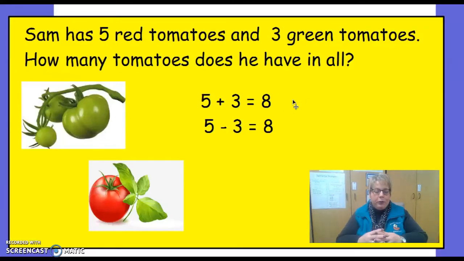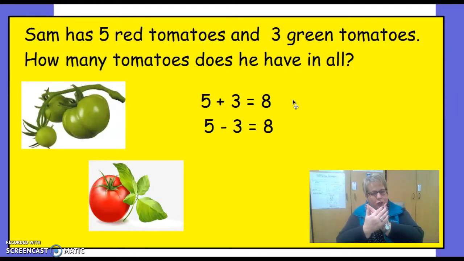Graders, as we've gone through the year, we've done lots of number stories, and I wanted to review how it's always important to use your hands to tell number stories. We'll do the one on the screen as an example. Sam has 5 red tomatoes and 3 green tomatoes. How many tomatoes does he have in all?